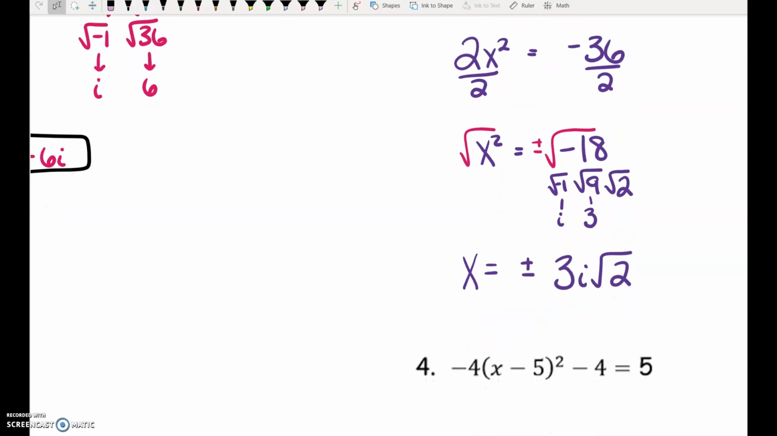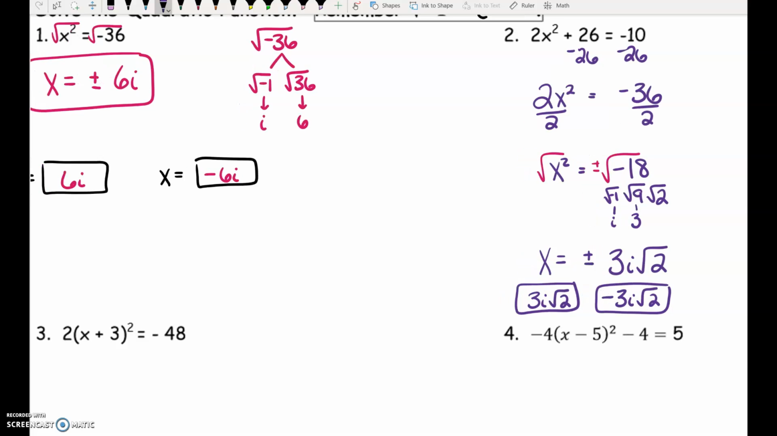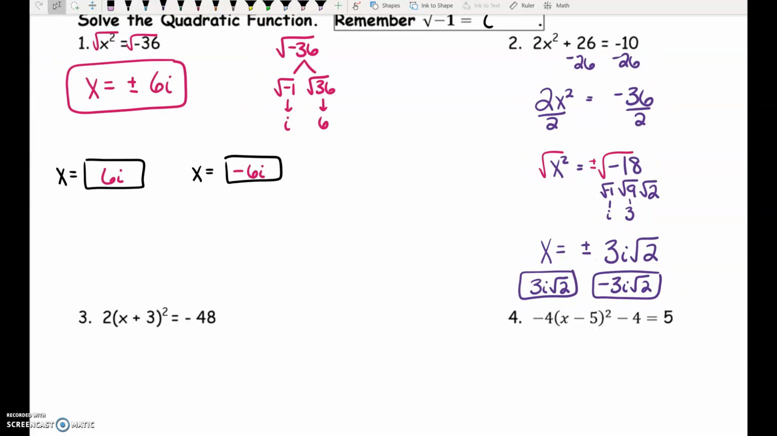So in your Big Ideas math assignment, you would type 3i square root of 2 into one of the boxes, and you would type in -3i square root of 2 into the other box. Okay, that's the first type of problem. Now let's look at the other type.